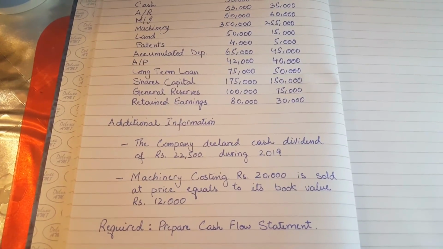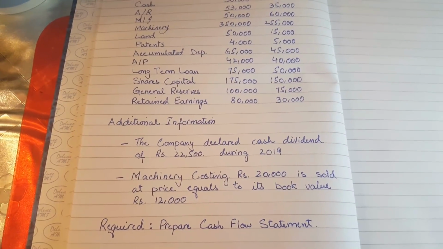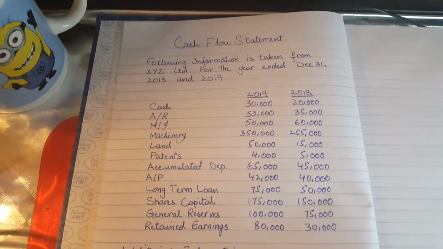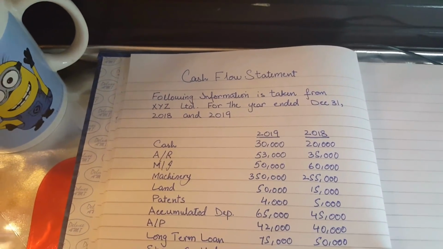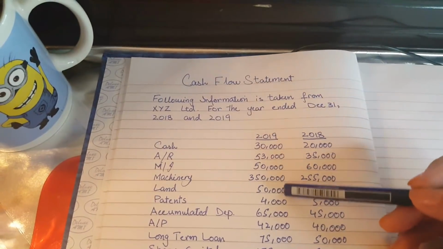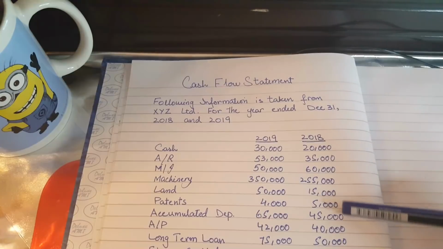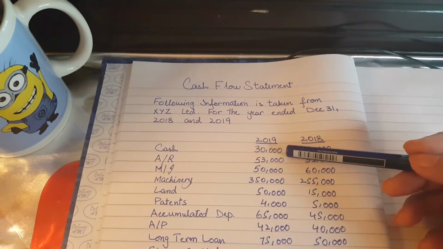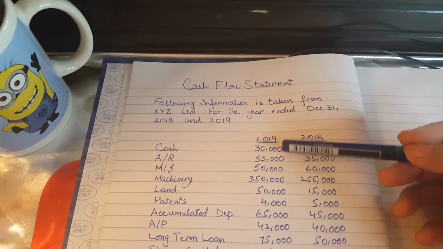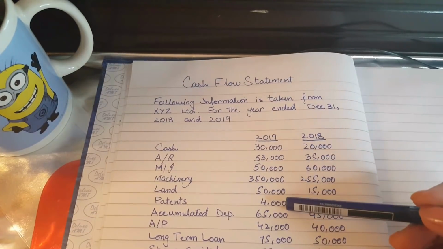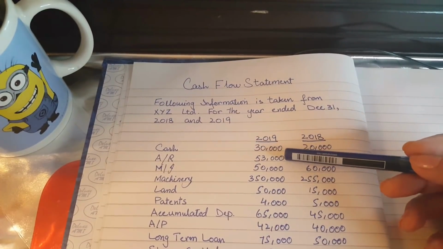Here a question is given where we have to prepare a cash flow statement. All the information is given for 2 years, that is 2018 and 2019. 2019 is the current year. 2018's closing balances are given, which will become the 2019's opening balances. And the figures given under 2019 are the closing balances of 2019.